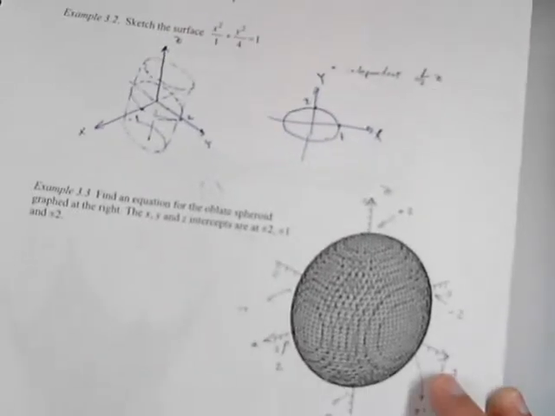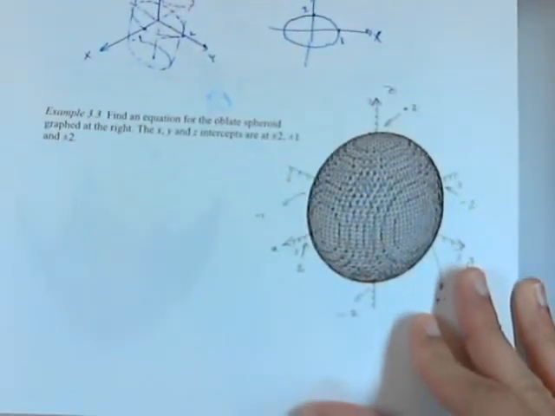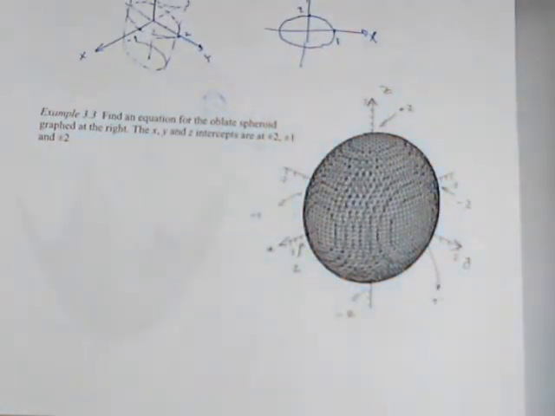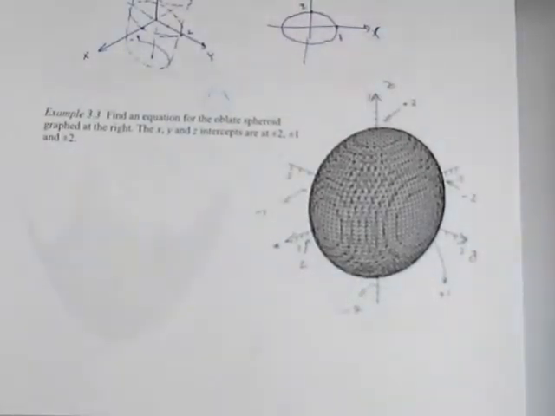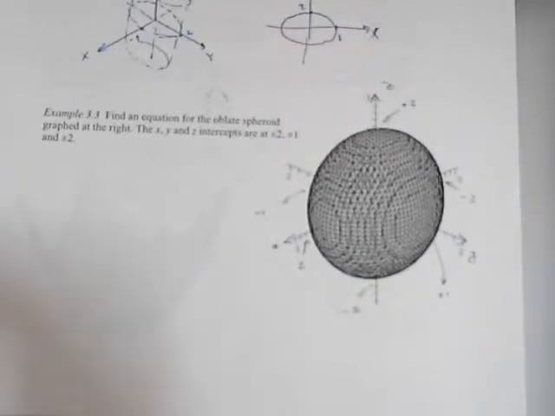So the last one, 3.3, on this page, not for the lecture today, is to find an equation for the, again, sorry if my pronunciation is wrong, oblate spheroid. Graph at the right, the x, y, and z intercepts are plus minus 2, plus minus 1, and plus minus 2. So I actually have two pictures for you, showing how this shape is formed.